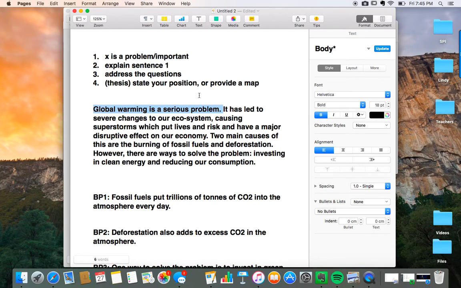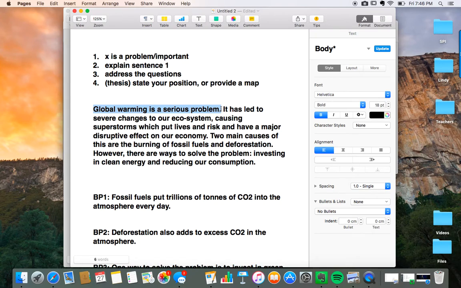Yeah, of course, you can use more advanced vocabulary. That's fine. Use vocabulary you're comfortable with, but this introduces it perfectly. Now, here's the problem that all my students have when they start the class. They'll say this, and then they'll leave it. Global warming is a serious problem.